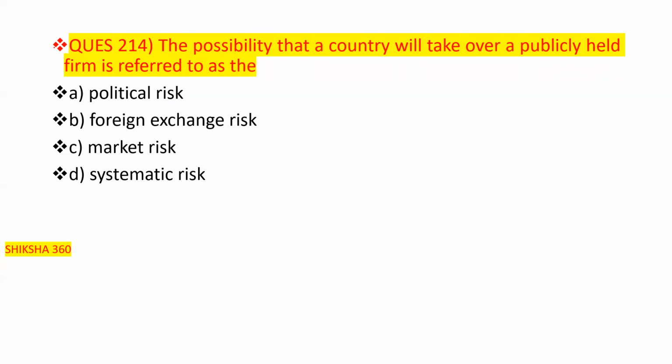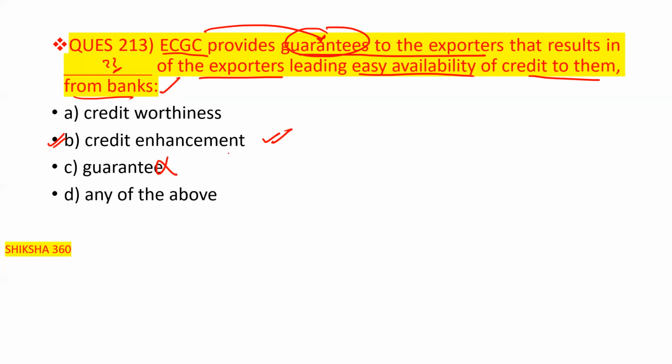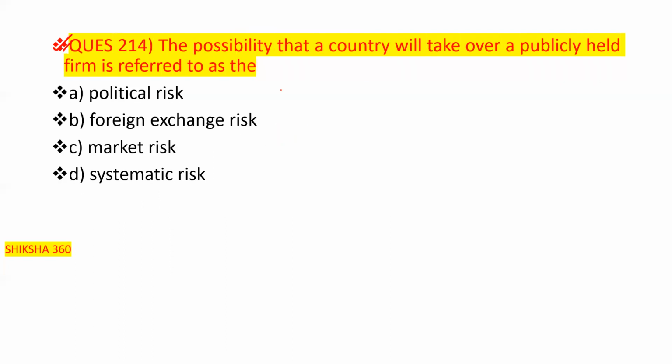Now move to the next question. Question number 214. The possibility that a country will take over a publicly held firm is referred to as the: political risk, foreign exchange risk, market risk, or systematic risk.